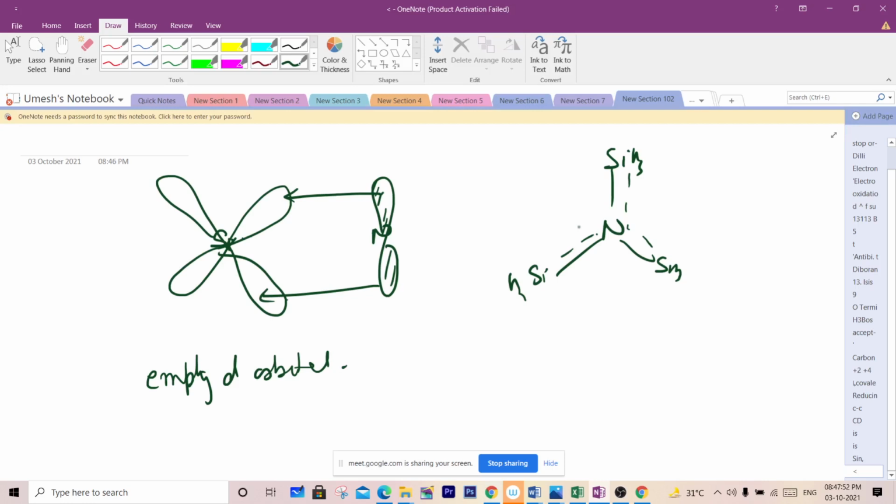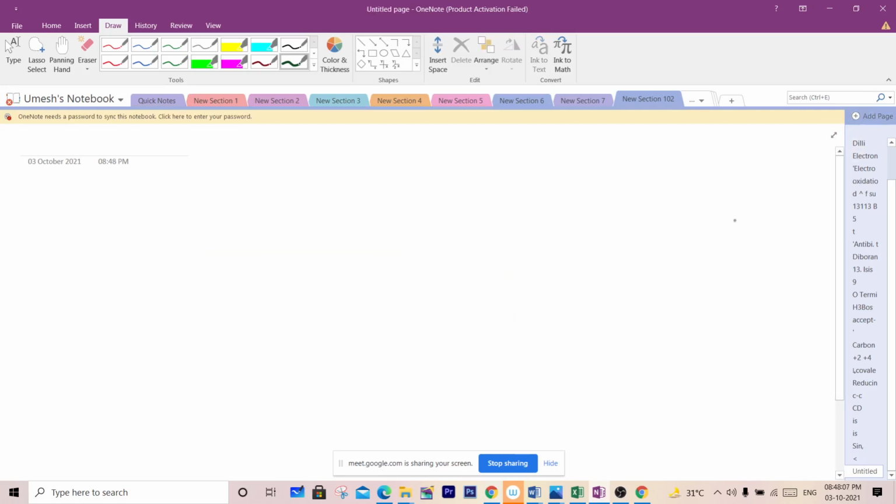Got it now? So that is why this is planar. It is not tetrahedral, because it is capable of making the d pi p pi bonding. Silicon can make it, but carbon cannot make it.